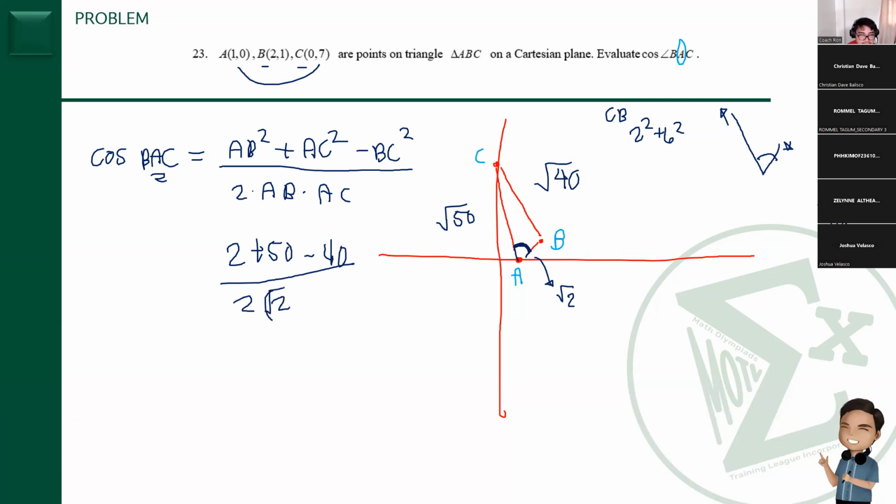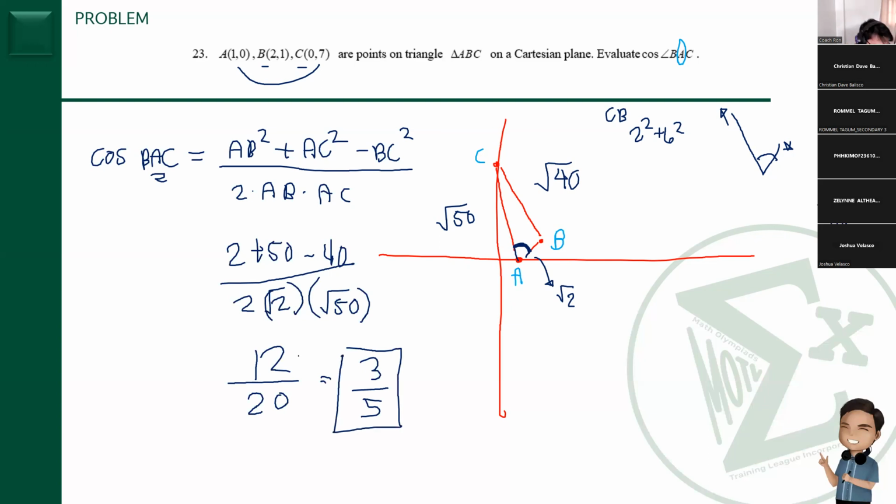square root of 2 times AC. AC is square root of 50. Square root of 2 times square root of 50, that's square root of 100, or 10. The bottom is 20. Right? And the top is 52 minus 40, that's 12. 12 over 20 is 3 over 5. Final answer. All right.